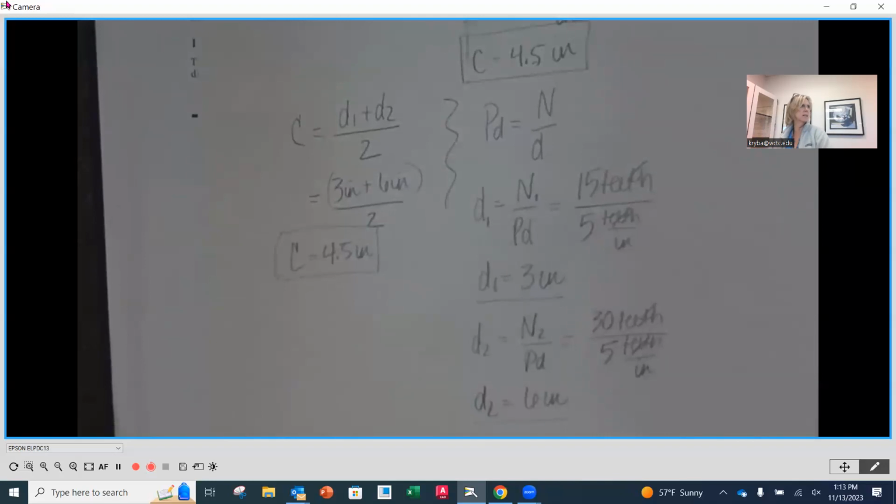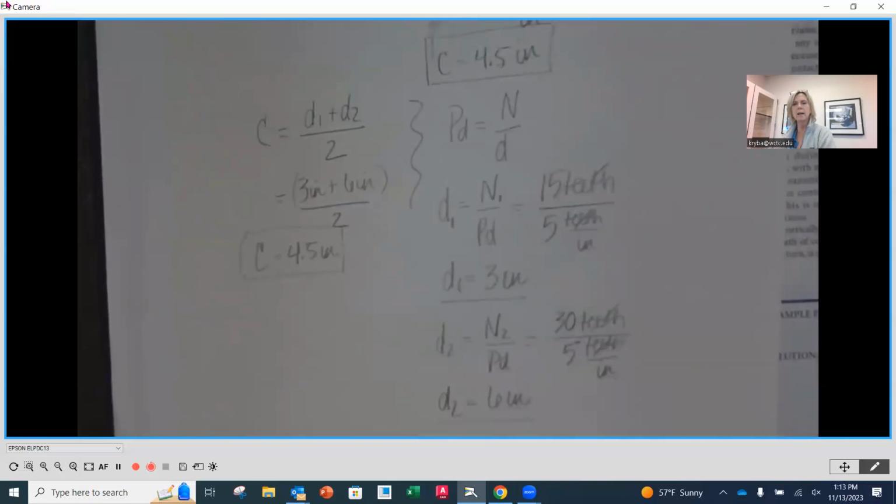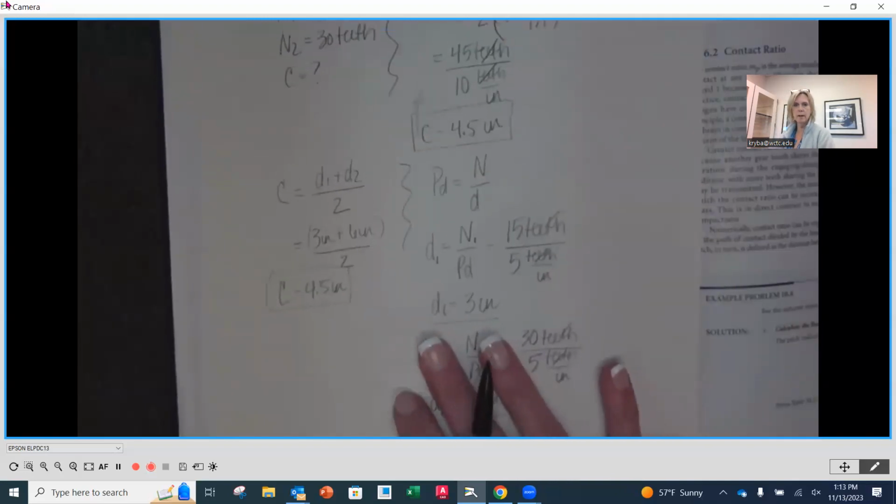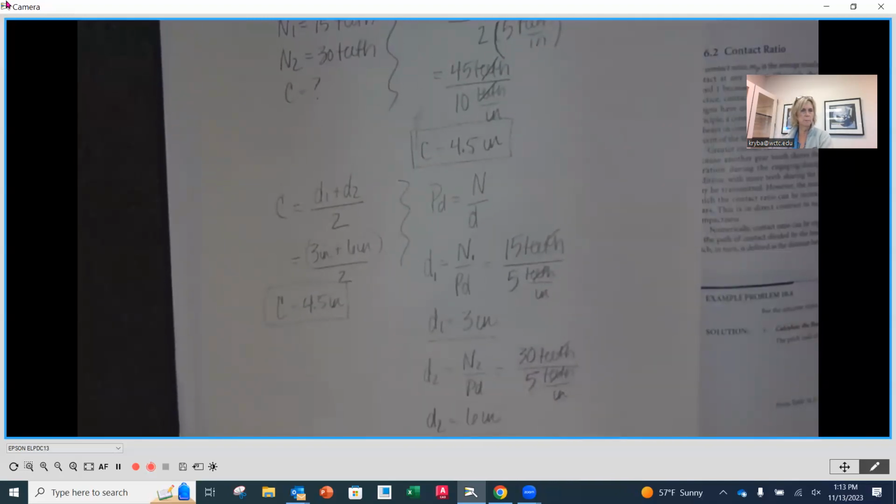They proved it. They did it both ways to show you that depending on what you see when you first look at the problem, whether it's the diametral pitches and the number of teeth or the pitch diameters, they're both going to come out to be exactly the same. Okay.